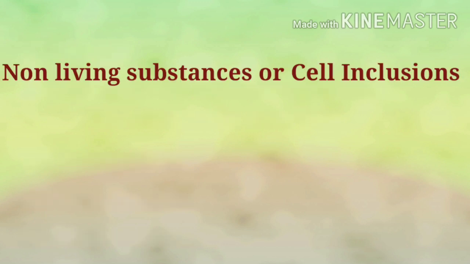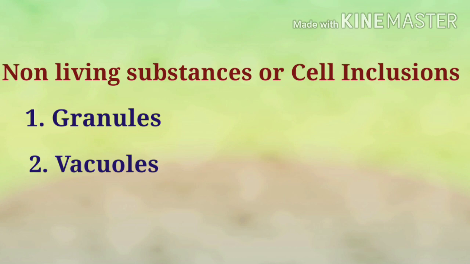Next, we can discuss the non-living substances or the cell inclusions. The first cell inclusion is the granules. Granules are the particles found in the cell which contain food materials such as starch, glycogen and fats. Vacuoles are certain clear spaces in the cytoplasm. They are filled with water and various substances in solution. In plants, the vacuoles are quite large and the liquid which they contain is called the cell sap. An animal cell does not have such prominent vacuoles and the vacuoles are fewer in number.